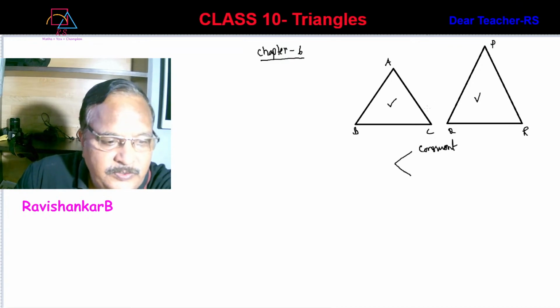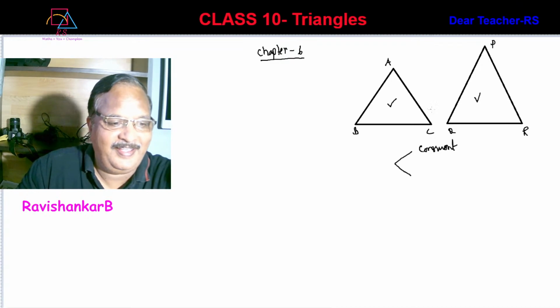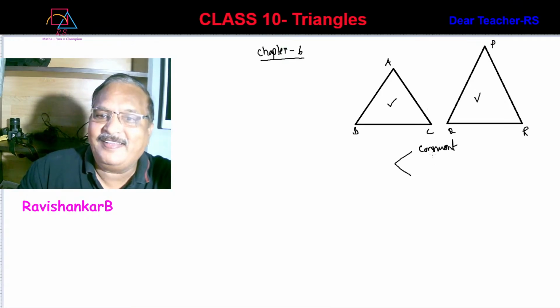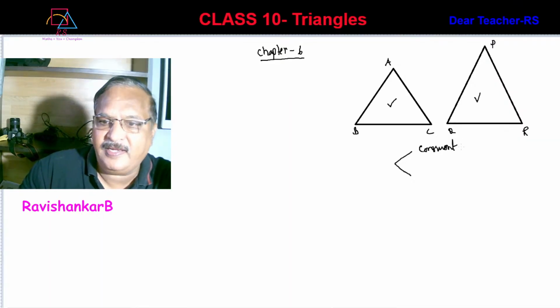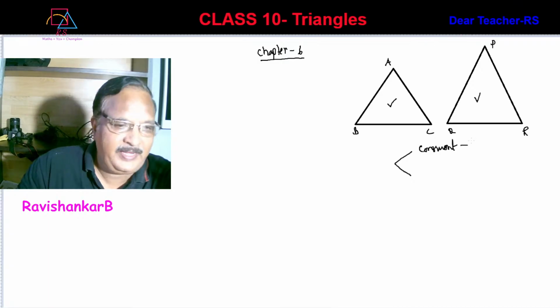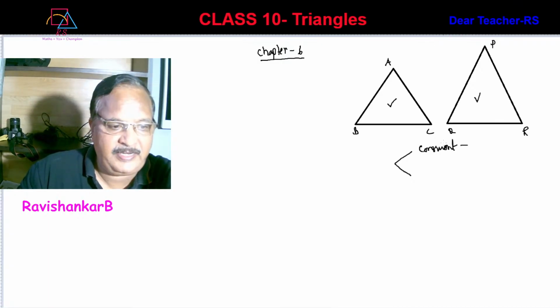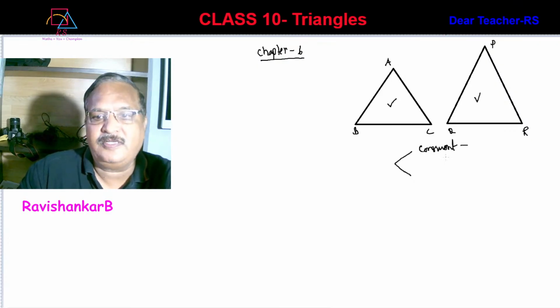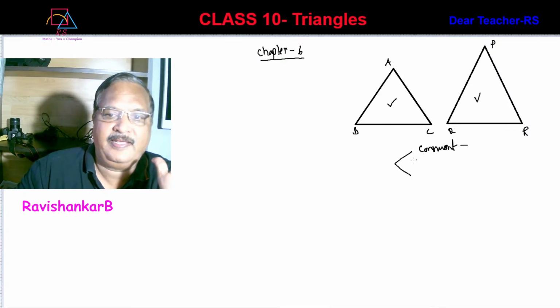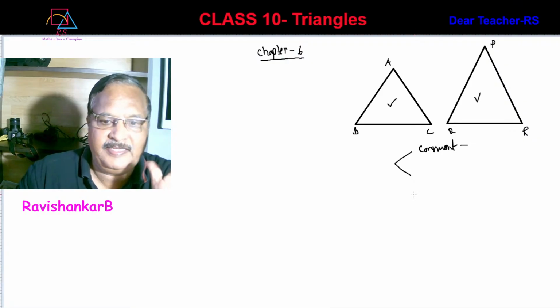So if all the parts of these two triangles are equal, we say that they are congruent triangles. We can use 4 properties to define whether two triangles are congruent or not. That you have already learned in 9th class. I am not going to teach anything.